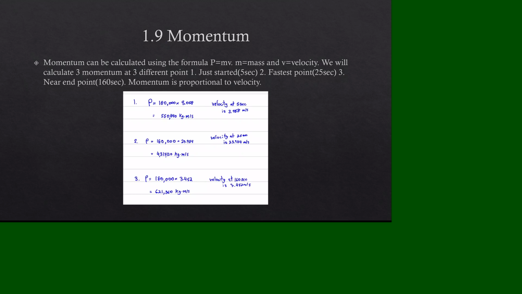For example 1, we did P equals 180,000 times 3.058, which is mass times velocity, which equals 550,440 kilograms meters per second. The same for the second one, which equals 4,317,120 kilograms meters per second. And for the third one, it is 621,360 kilograms meters per second.